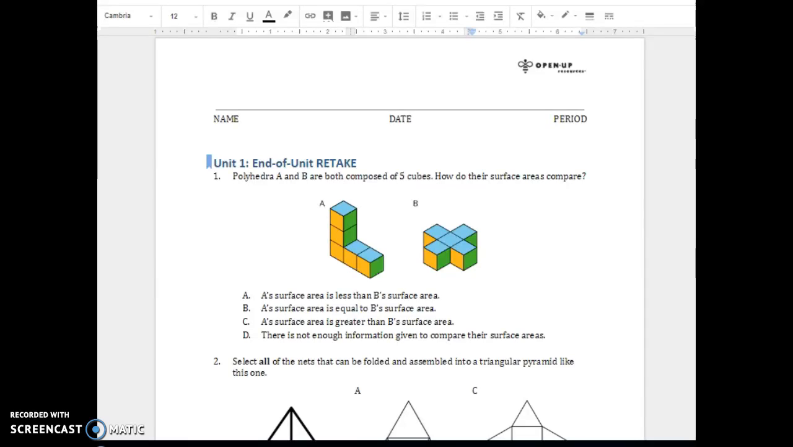Unit 1, End of Unit Retake. Question 1. Polyhedra A and B are both composed of 5 cubes. How do their surface areas compare?